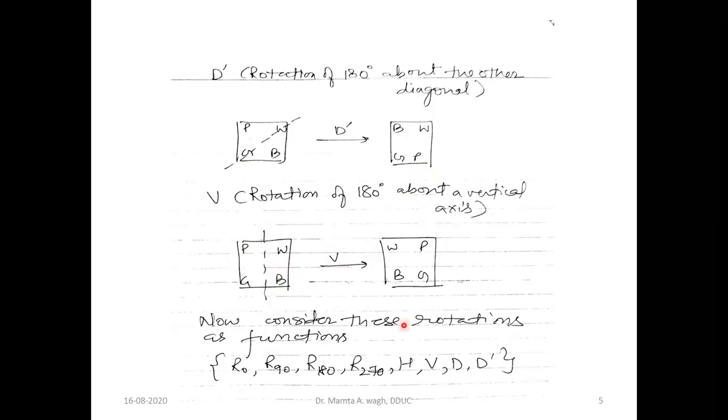So this is the result of rotation of 180 degree about a vertical axis. Now you consider these rotations as functions. So how many rotations we have taken? We have taken R0, R90, R180, R270, then horizontal, vertical, diagonal, and other diagonal. So there are total 8 rotations that we have considered. So just take them in this set, and then we are going to analyze these functions totally.